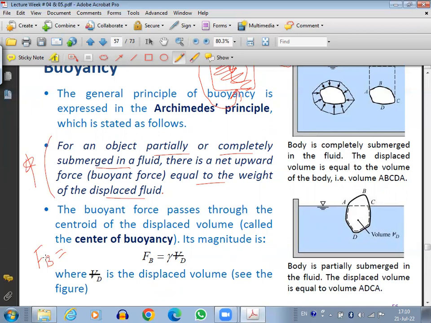If that liquid was water, then it would be the weight of the displaced water. If that liquid was alcohol, then it would be the weight of the displaced alcohol. If that liquid was oil, it will be the weight of the displaced oil. If that liquid was mercury, that will be the weight of the displaced mercury. No relation with the object, with the weight of the object which has displaced this fluid.